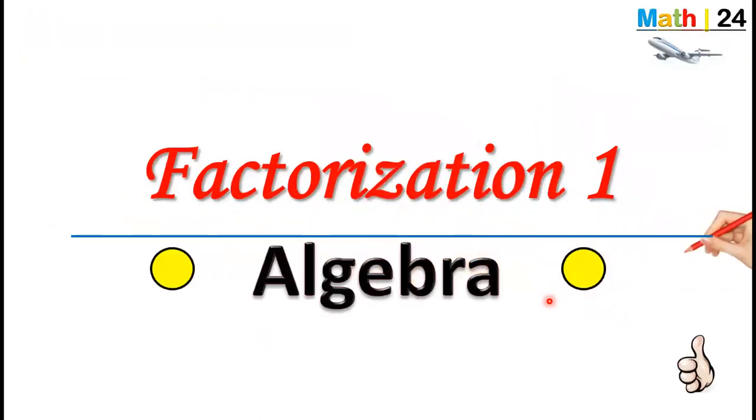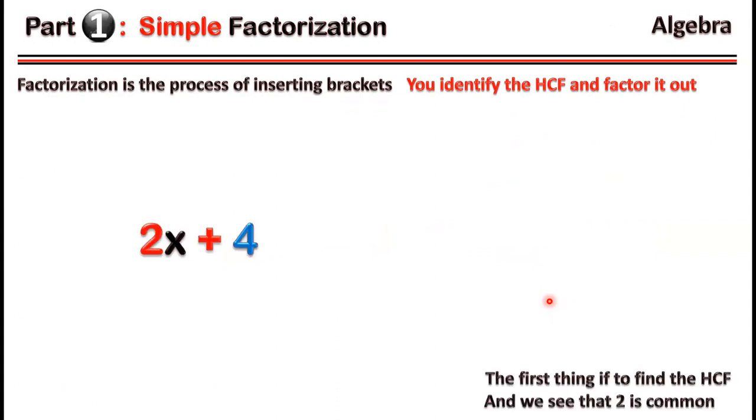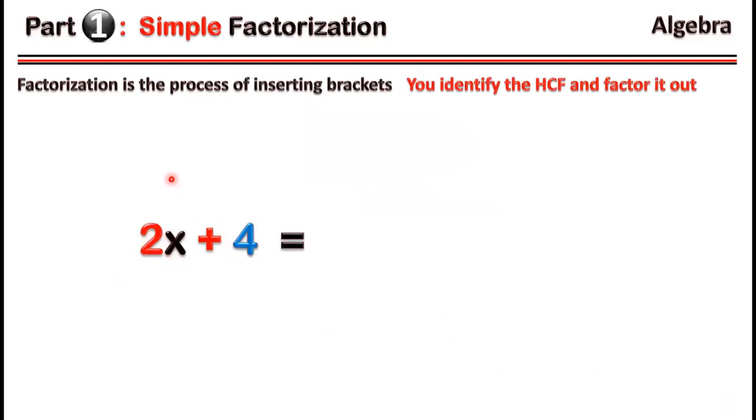Okay, let us start by looking at factorization. Factorization is the process of inserting brackets. You identify the highest common factor and you factor it out. For example, let us factorize the following. We have 2x plus 4. So the first thing is to find the highest common factor, and the highest common factor for 2x and plus 4 is 2. So we factor it out.